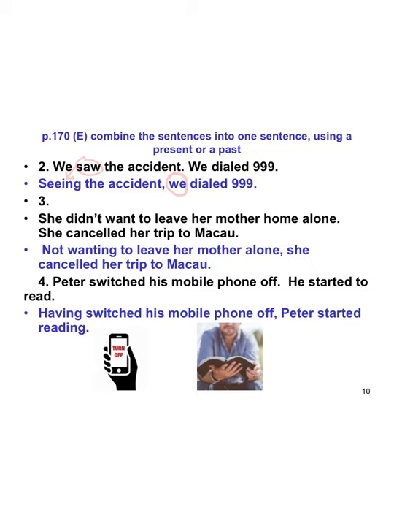And lastly, number 4, the answer is having switched his mobile phone off, Peter started reading. Action 1 is switching off his mobile phone, and action 2 is started reading. After action 1 is completed, then action 2 began.